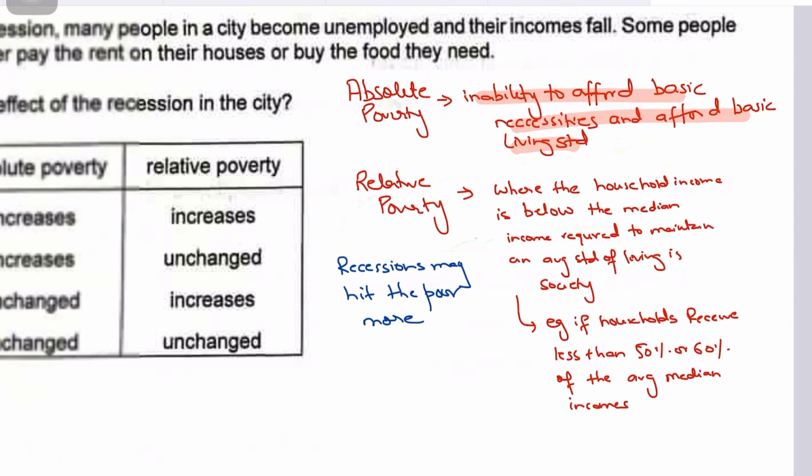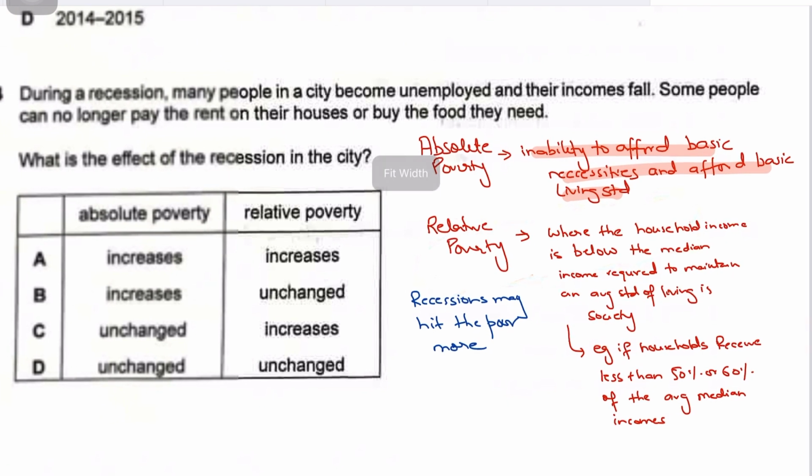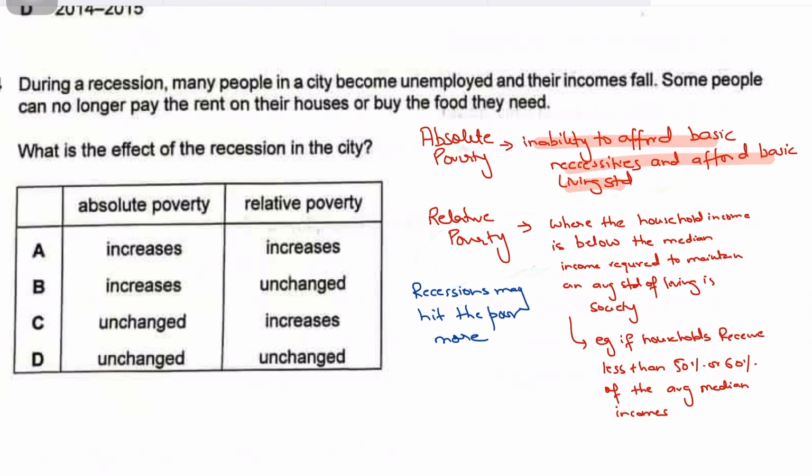So we know that recessions may make the poor worse off than the rich, right? Because the rich are economically powerful. They might have huge savings with them. They might sustain that, right? They have huge wealth. The rich are sitting with lots of cash and lots of wealth. So recessions may not necessarily hit them as much as they may hit the poor. So that's going to worsen the relative poverty and the income distribution in society.